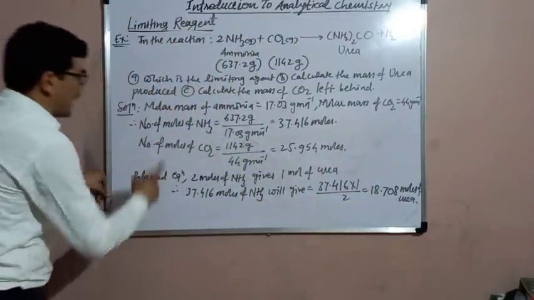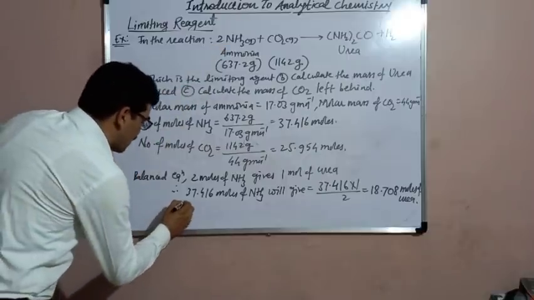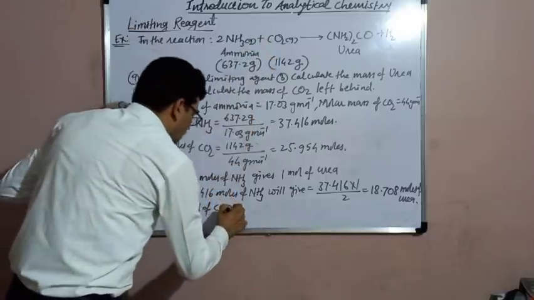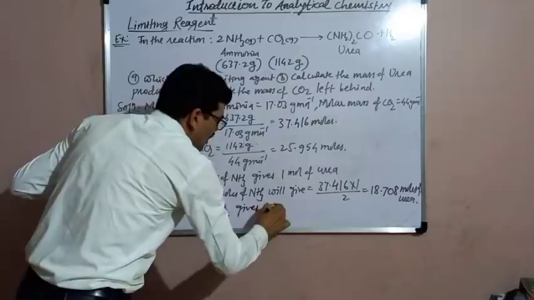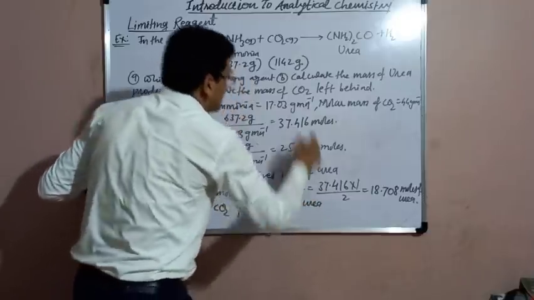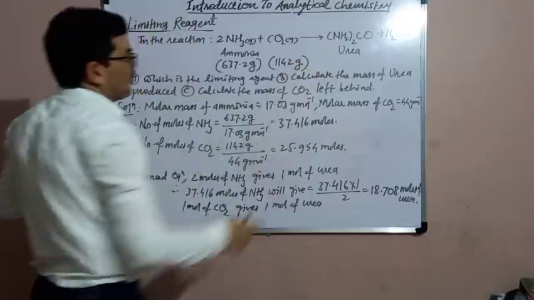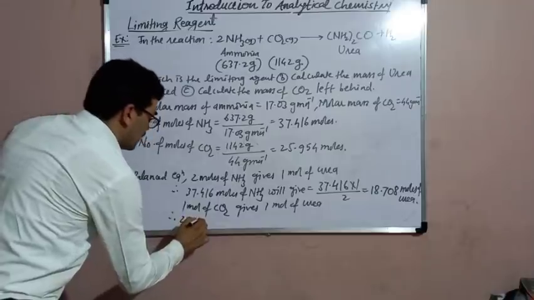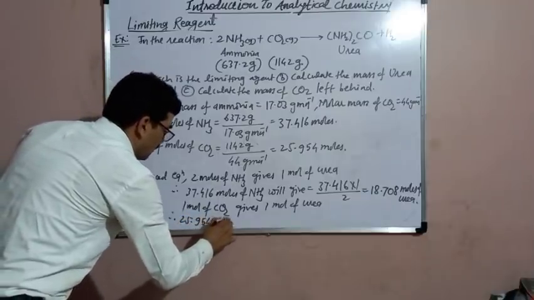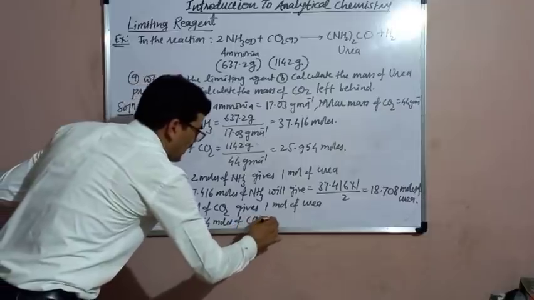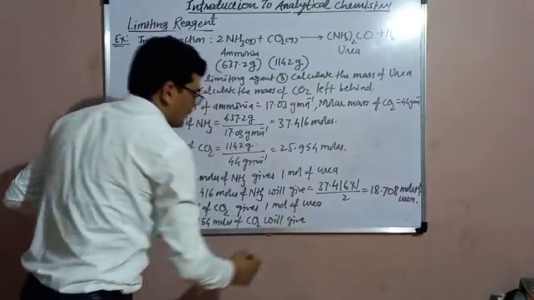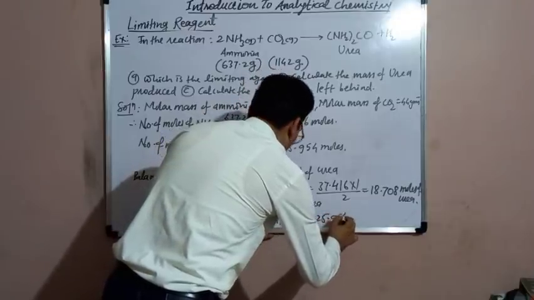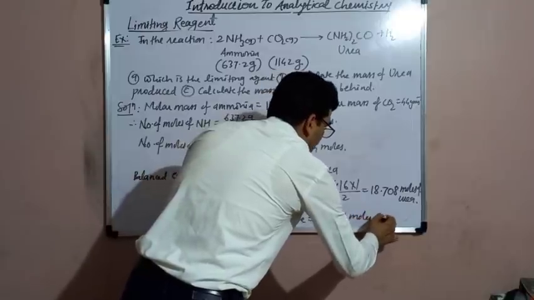Further, again from the balanced chemical equation you can see that 1 mole of CO2 gives 1 mole of urea. You can see coefficient of CO2 is 1, coefficient of urea is also 1. Therefore here 25.954 moles of CO2 will give 25.954 moles of urea.